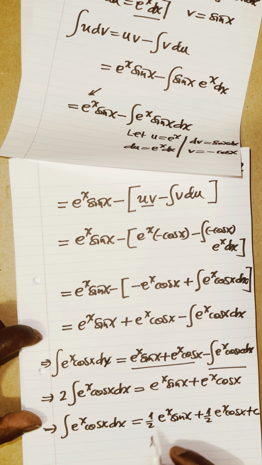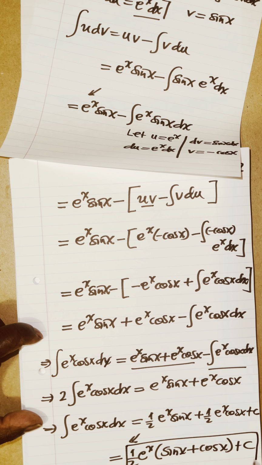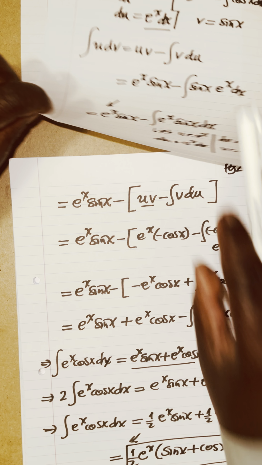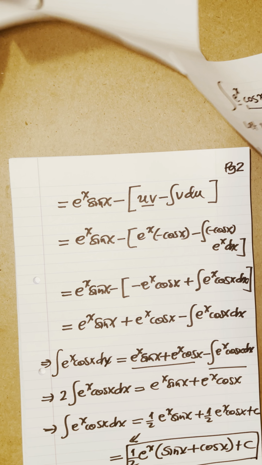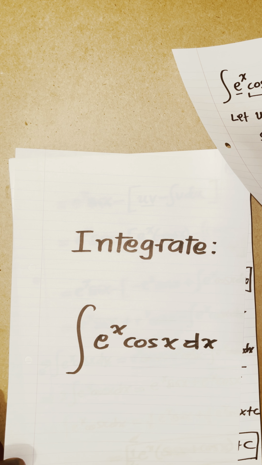Now you can factorize this part. That is the same as half e to the power x, open brackets, sine x plus cos x, and then plus your constant of integration. So this is the final solution to this integral that we have been looking at in this video. Let me just remind you, it's this integral here where we have applied integration by parts twice.